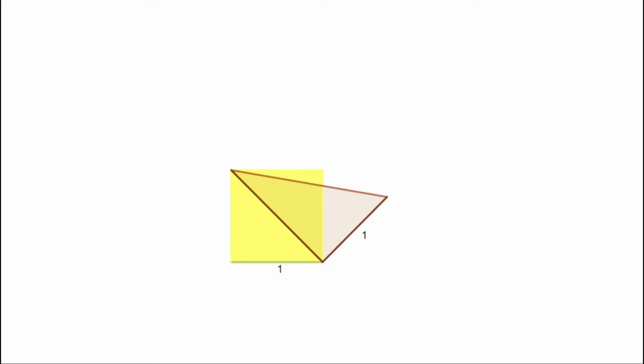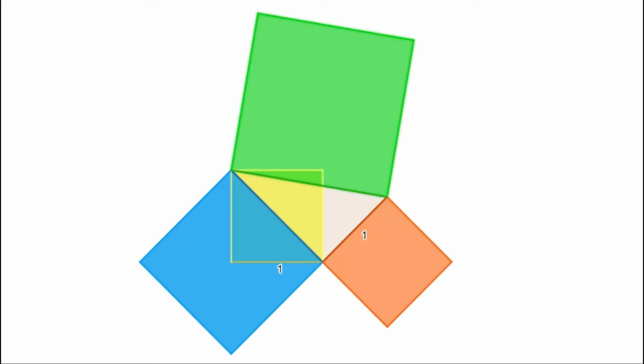For that, let us draw squares on all its sides like this. Square of the base and the area of the square with base as side are same. That means base square and area of this square are same. Similarly, altitude square and area of this square are same. Hypotenuse square and area of this green square are same.